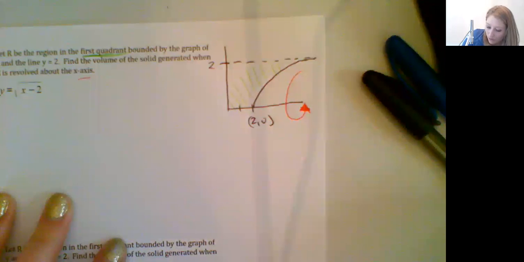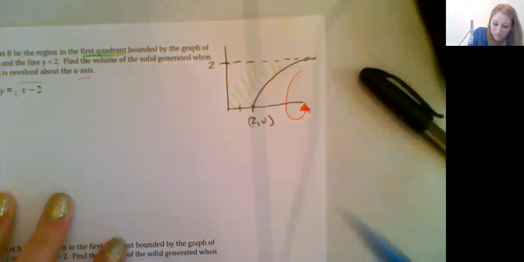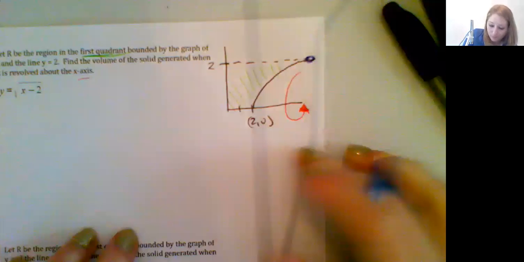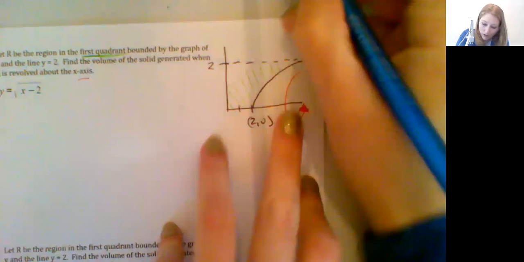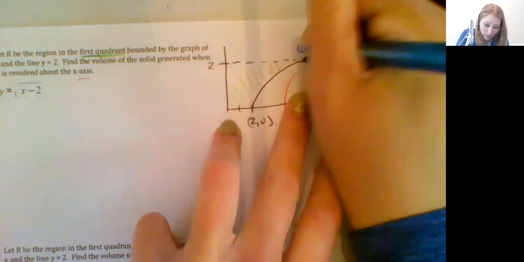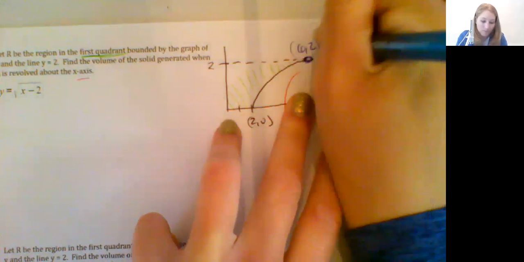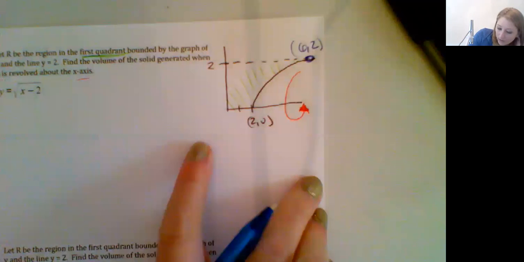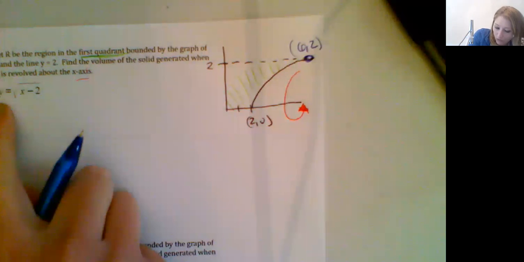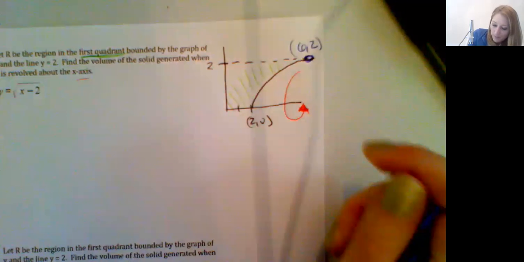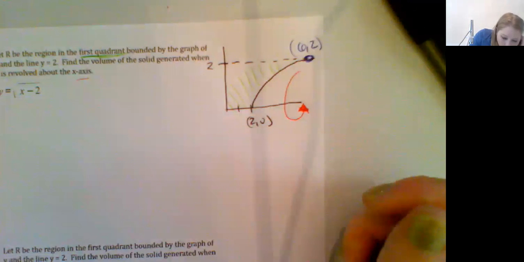The other thing that I'm noticing is I can see where these two lines intersect. I can do this in Desmos, or I could also solve and set 2 in for here. If I do that, I would get the answer of 6, 2.